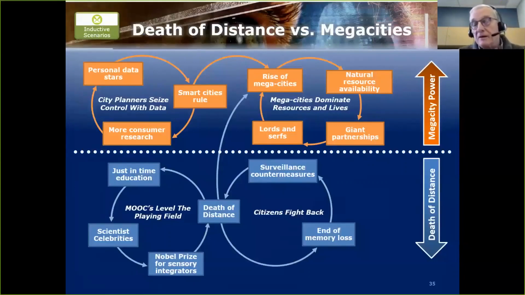There's a whole write-up about that scenario, and there is a short video for each scenario. And if I can master the technology here, I'm going to play each of the videos, which are only like 1 minute long. So that was the megacities. Here we go.